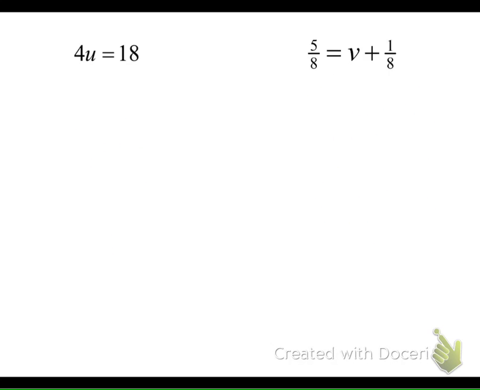Last two. How many of you got stuck on this one here? Which one? 4u equals 18. Anybody get stuck on 4u equals 18? Okay. How do I get the u by itself? Anybody? Divide by 4.